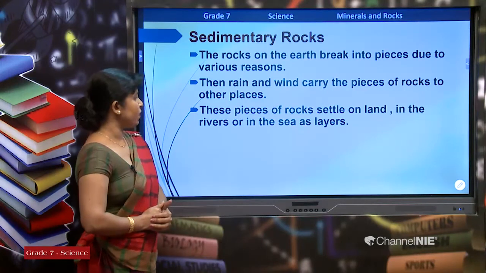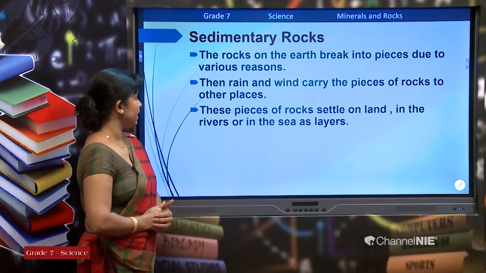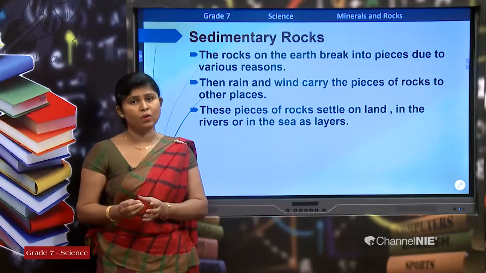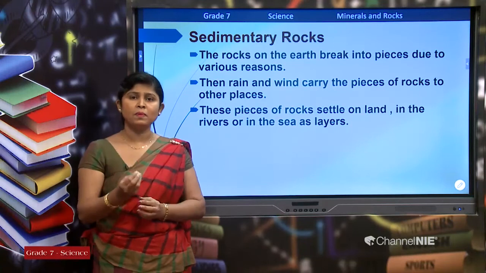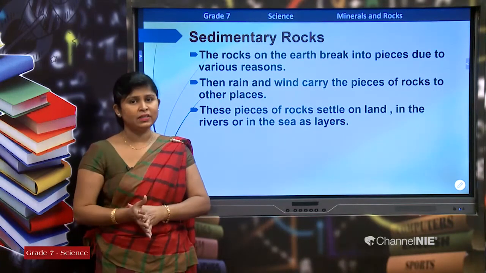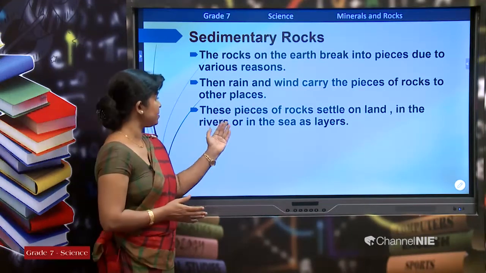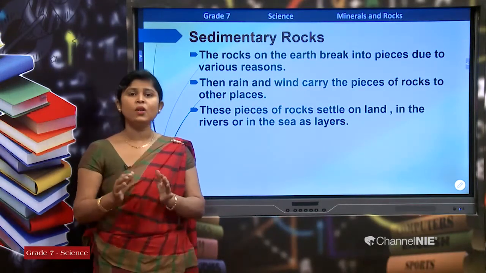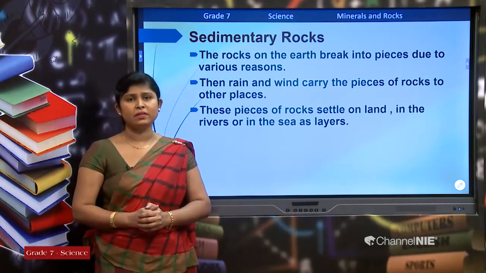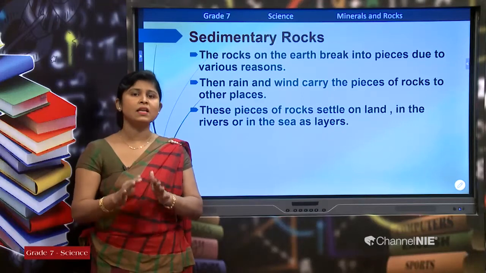These pieces of rocks settle on land, in the rivers or in the sea as layers. That is the third step. Now, let us see one by one. The large rock is broken up into small pieces. Then those small pieces of rocks are taken by wind and running water. And then the small pieces of rocks settle on the land and sometimes inside the ocean. Sometimes in the rivers they settle on the land.